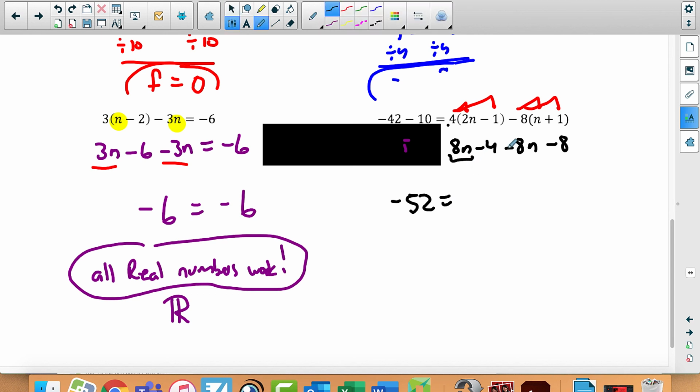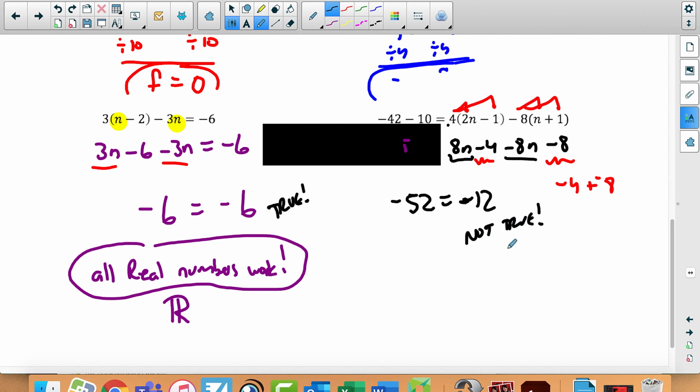On the other side, you have some like terms as well. You have 8n take away 8n. Well, wait a minute. That's our 0 again, so we're not going to write anything down. And then you have -4 take away 8. Same as -4 plus -8. So that is -12. Okay, so again, the variable dropped out, but this time you don't get a true statement. Remember, -6 equals -6. This is true. But -52 equals -12. This is not true.